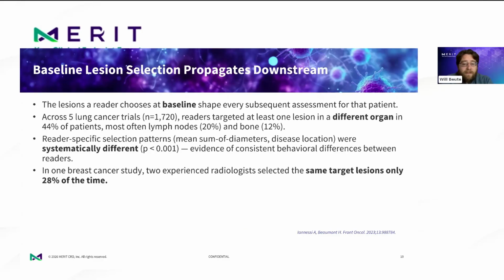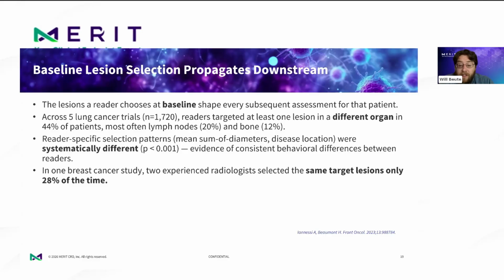The other major driver is baseline lesion selection, and this one can be particularly problematic because the lesions a reader chooses at baseline shape every subsequent assessment for that patient, and early divergence propagates through the entire follow-up. Like if you think about a math exam, if you get the first part of a multi-question problem incorrect, all your answers to subsequent questions will be incorrect as well.